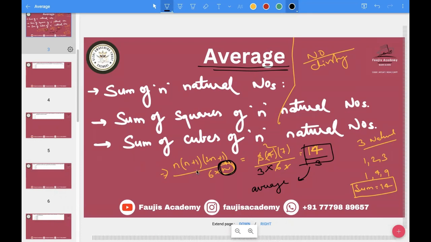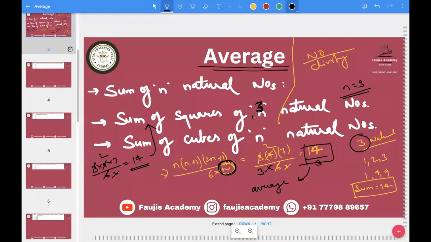Why is it not the average? 14 by 3. 14 was the value of n into n plus 1 into 2n plus 1 by 6. Christy, here we have taken 3 natural numbers. Okay, n is equal to 3 we have taken for the sake of easy calculation. So 3 into 4 into 7 by 6. Christy, are you following me? Yes, sir. So this 14 is what? This is the sum of squares of n natural numbers, the sum of squares of 3 natural numbers.